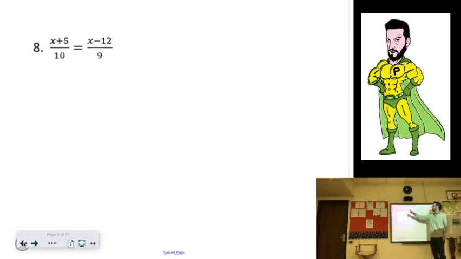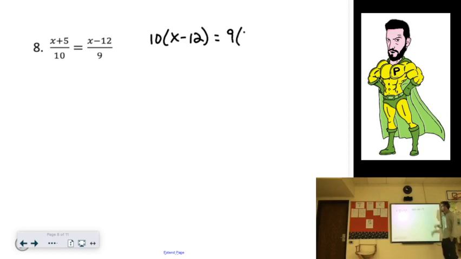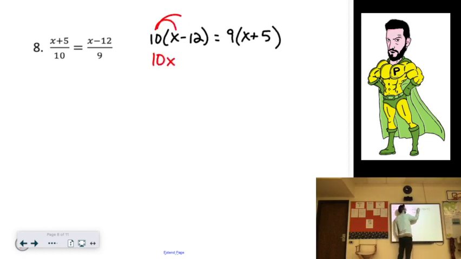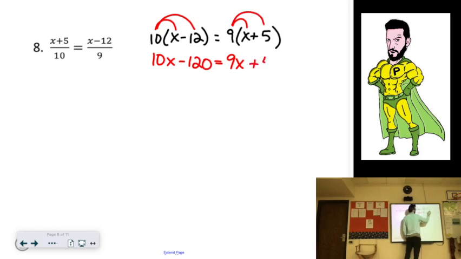Set the cross products. It's 10 with the x minus 12, so 10 times x minus 12 equals 9 times the x plus 5. We gotta distribute. So 10 times x, 10x. 10 times negative 12, negative 120. Over here, 9 times x is 9x. 9 times 5 is 45.